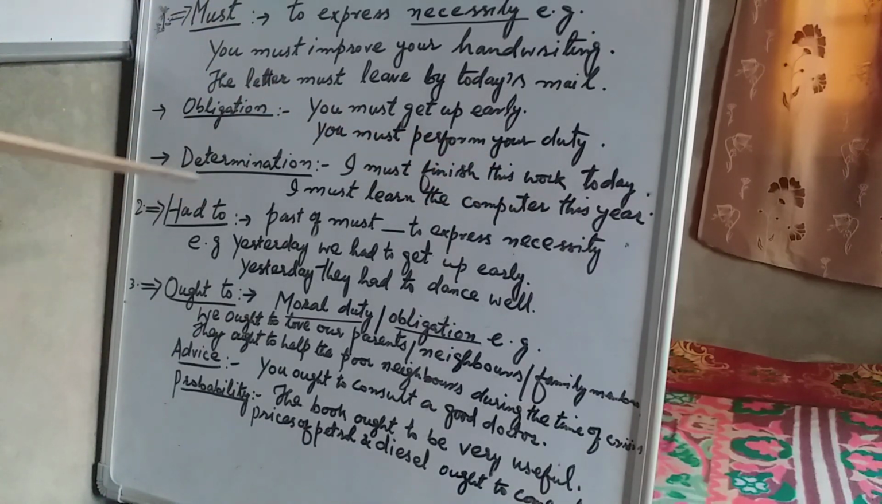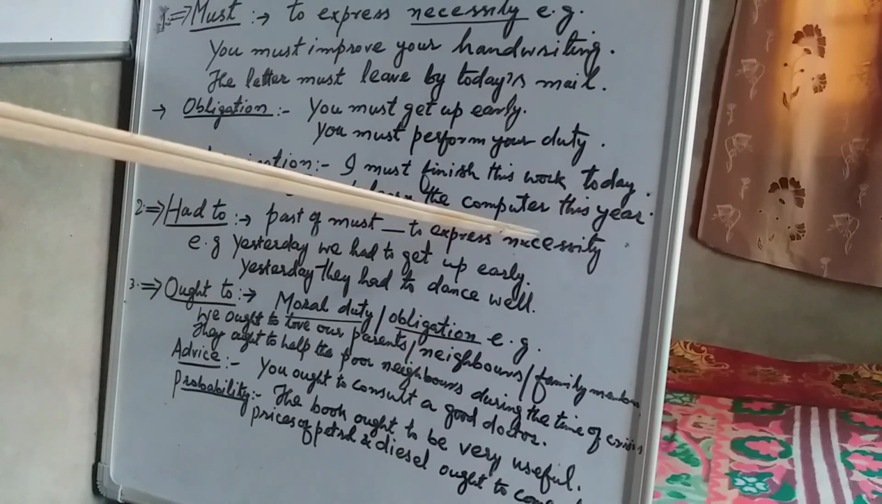Dear students, after must, we will move to "had to". Had to is also used as a modal, but it is used as past of must. As you know that would is used as past of will, should is used as past of shall, might is used as past of may. So similarly, we can say that had to is also used as past of must. So it is used to express necessity in past.